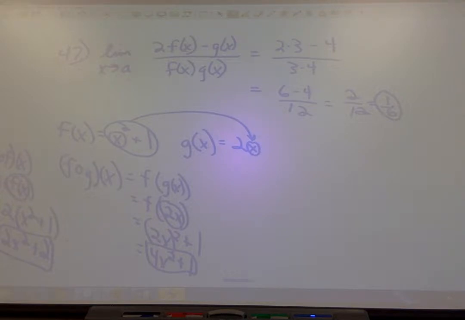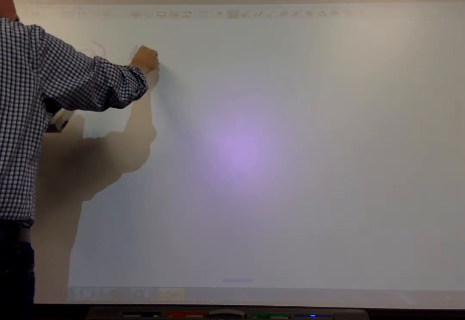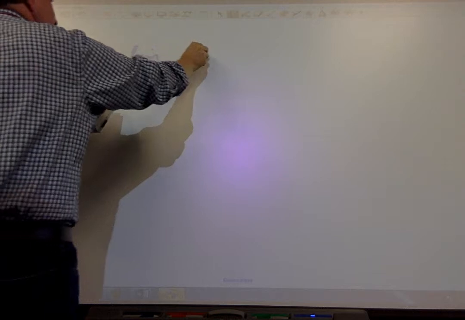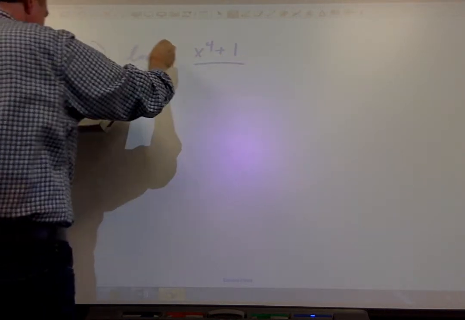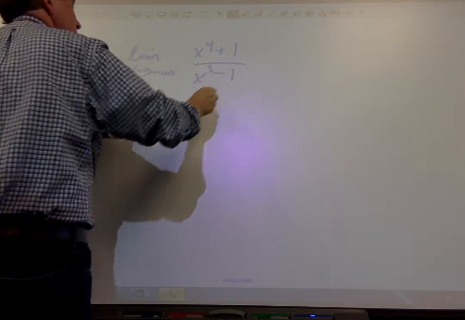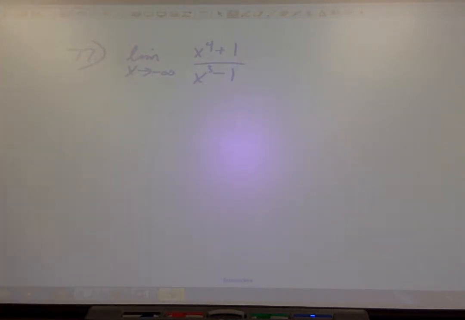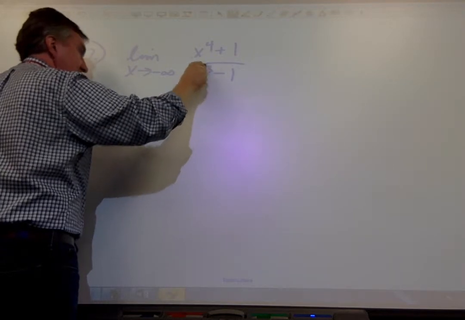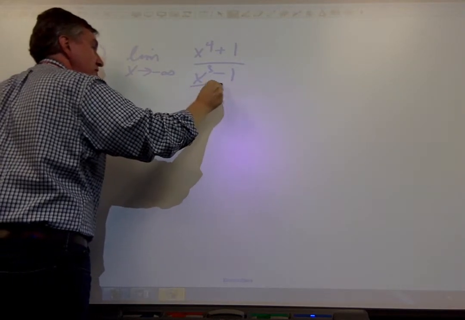Would you mind working out 77 on 113? 77 says the limit as x approaches negative infinity of x to the 4th plus 1 over x to the 3rd minus 1. What would I divide by? X to the 3rd. The highest power of the denominator is x cubed, isn't it?